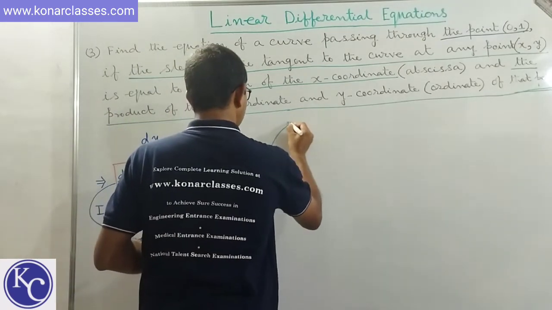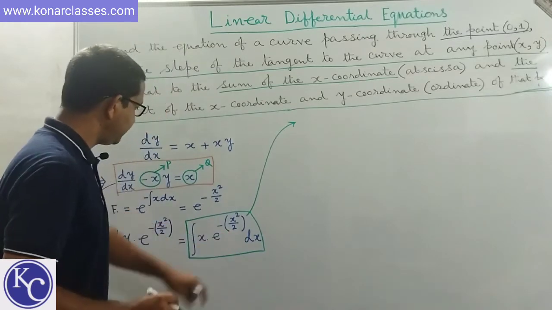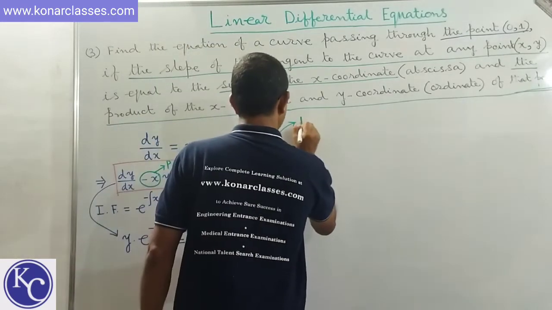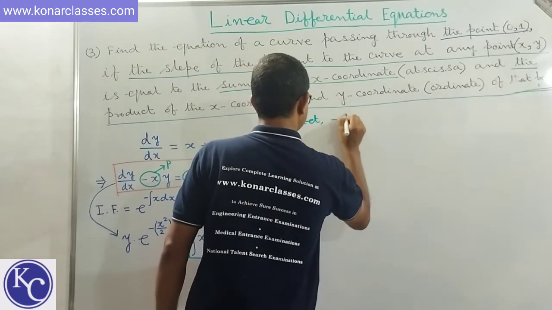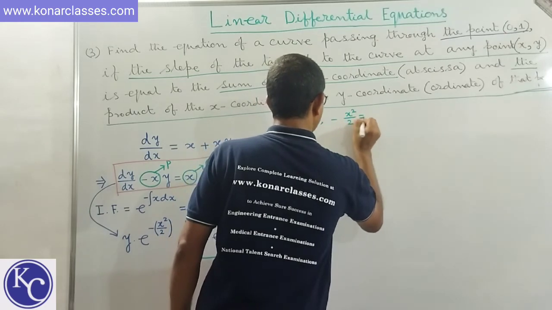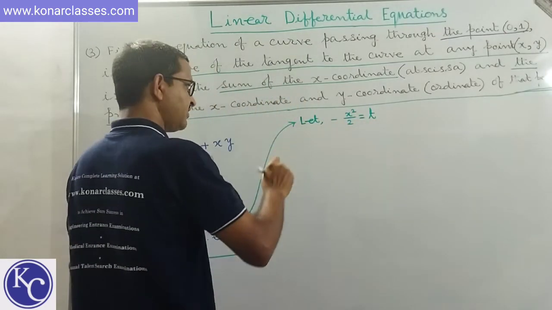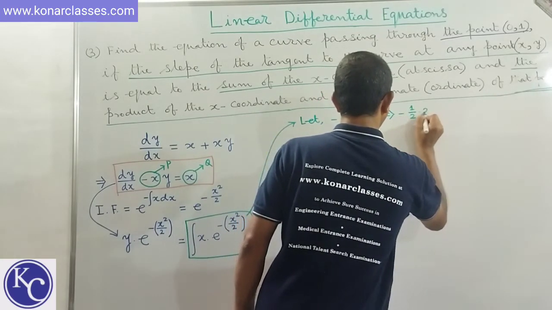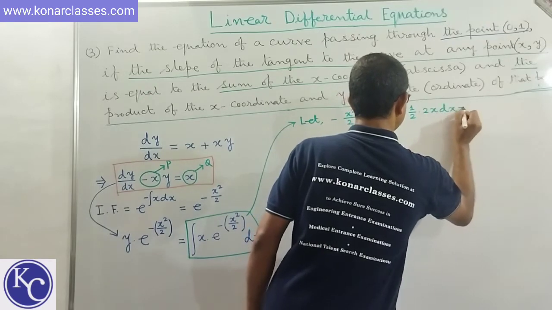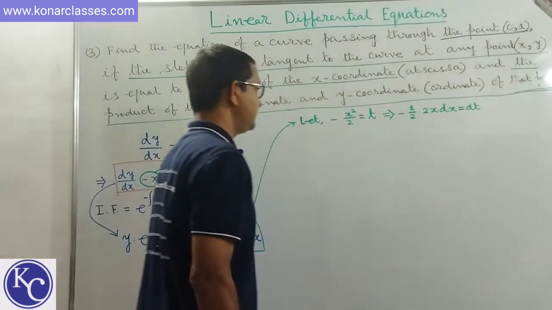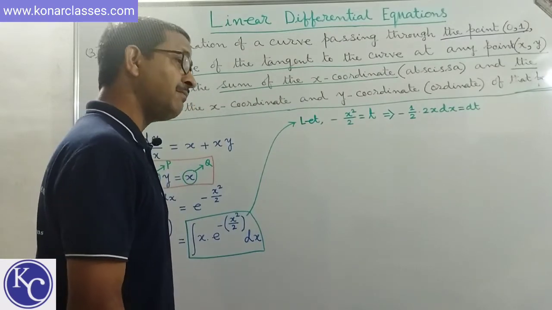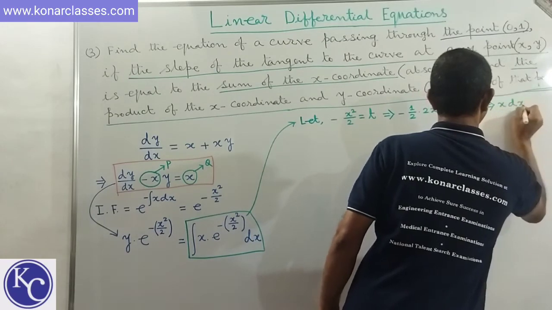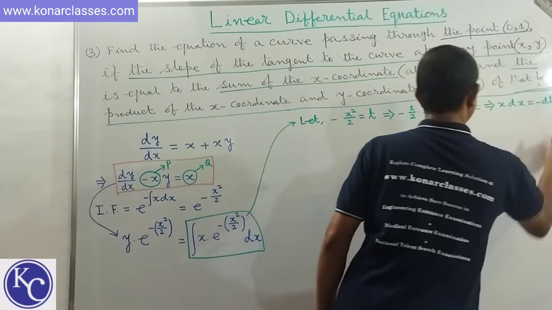So for that, dear students, we can take minus x square by 2 equal to t. So let minus x square by 2 is equal to t, the substitution. We will differentiate both the sides. So that implies, dear students, minus 1 by 2 into 2x dx is equal to dt. That means x dx is equal to minus dt.